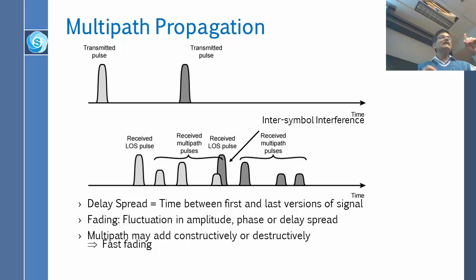Alright, delay spread. So delay spread is what I wanted to introduce here. Delay spread means the signal becomes wider, and that is between the first and the last version of the signal. Fading is the fluctuation in the amplitude. Now the amplitude is not constant, right? And the fluctuation in the amplitude or phase or delay is called fading. And multipath may add constructively or destructively, so that is called fast fading. Basically, depending upon the phases, the signals may add, or the signals may cancel each other out.